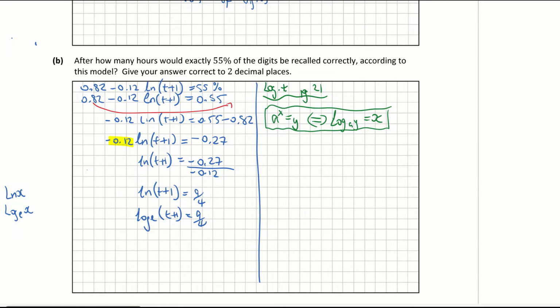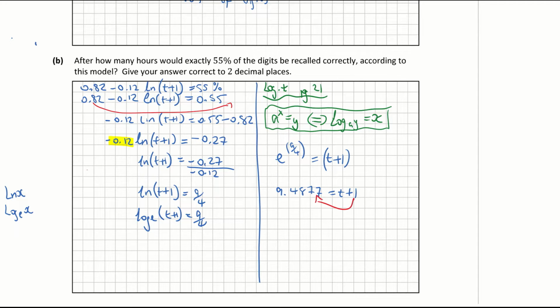Okay, so we're basically working backwards here. So my a is going to be my base, which is e. I want to put that to my power, which is my x, which in this case is my 9 over 4. And that's equal to my y, which is t plus 1. And when I evaluate the left-hand side on my calculator, e to the power of 9 over 4, that gives me 9.4877 is equal to t plus 1.